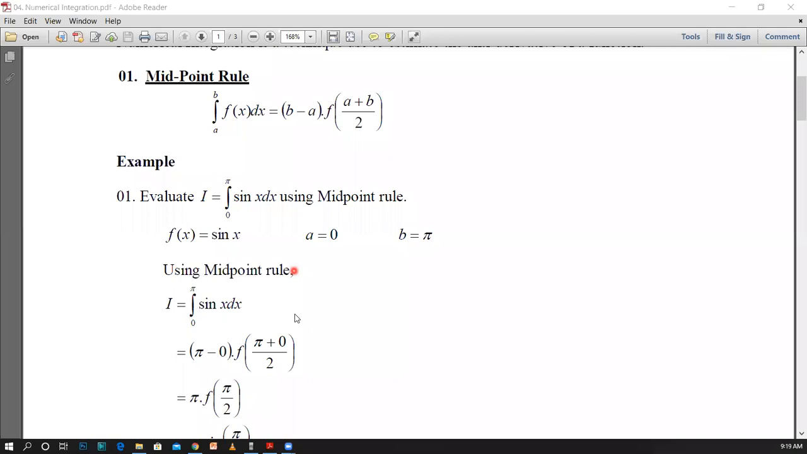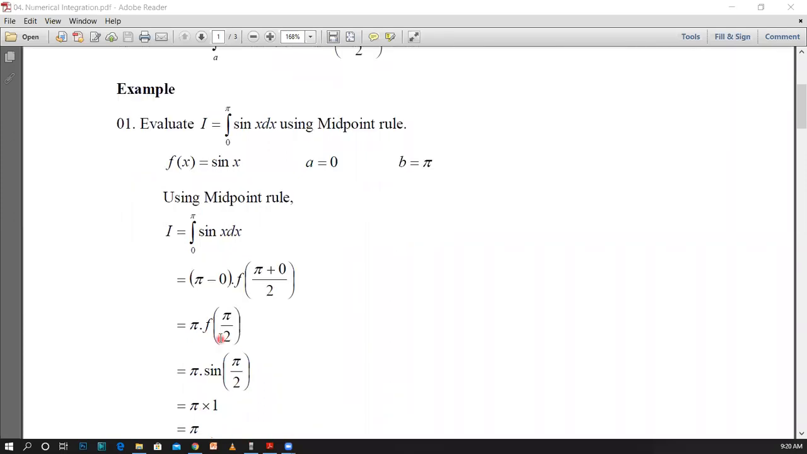Then using the midpoint rule, you get b minus a. b minus a is 5 minus 0. Then you have to take the value at the midpoint. Here I am still using function f, and the midpoint value would be (5 plus 0), it is a plus b or b plus a, divided by 2. It is 0 plus 5 divided by 2. Then the midpoint value is equal to 5 divided by 2.